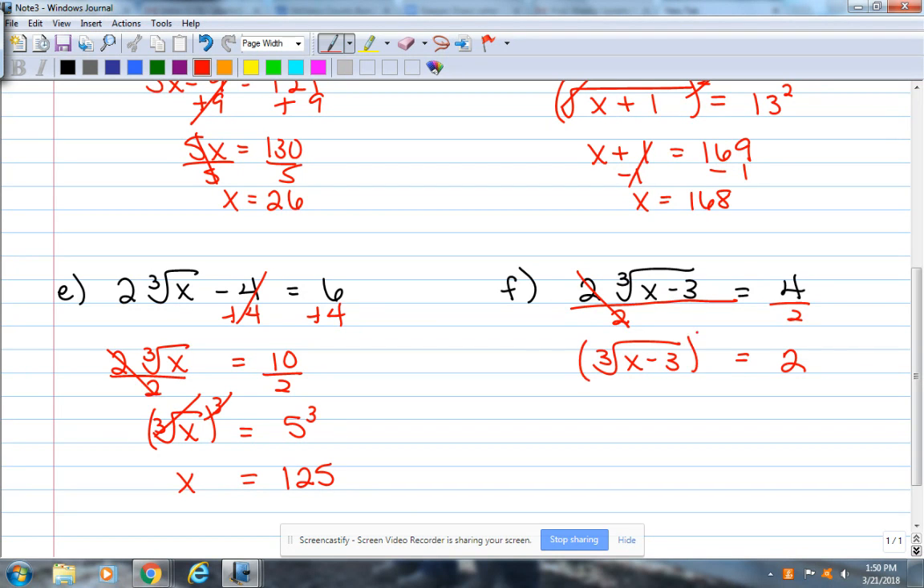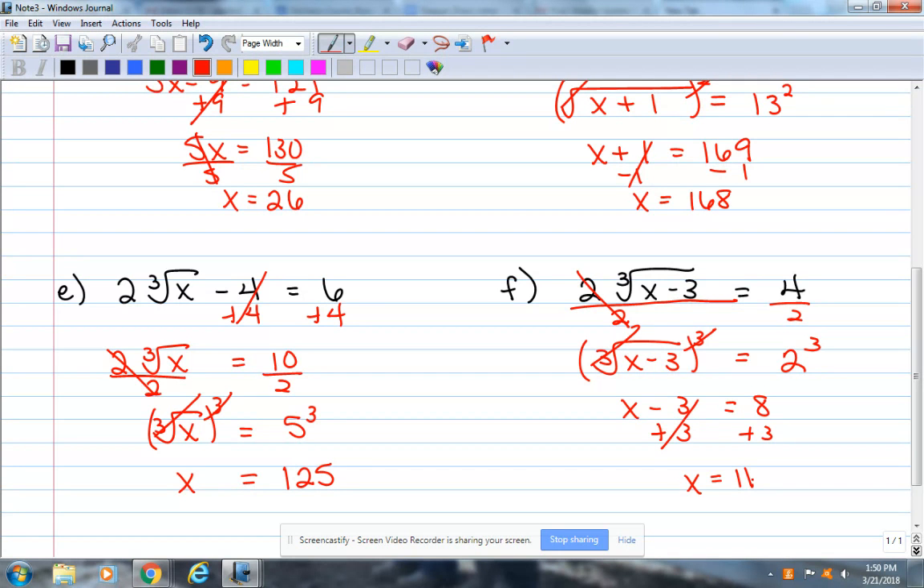And then how do I get rid of the radical? Raise everything to the third power. That leaves you with x minus 3 equals, let's do the third power, 8. And then what? Add 3. And 8 plus 3 is 11. Any questions so far on what we've done?